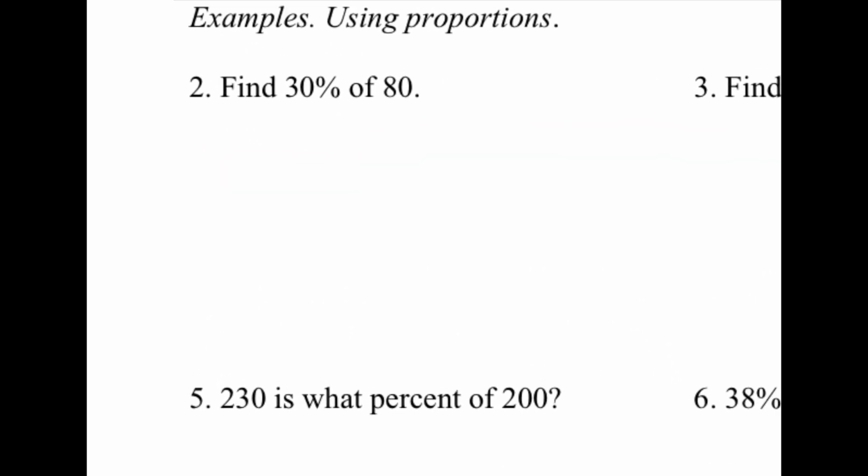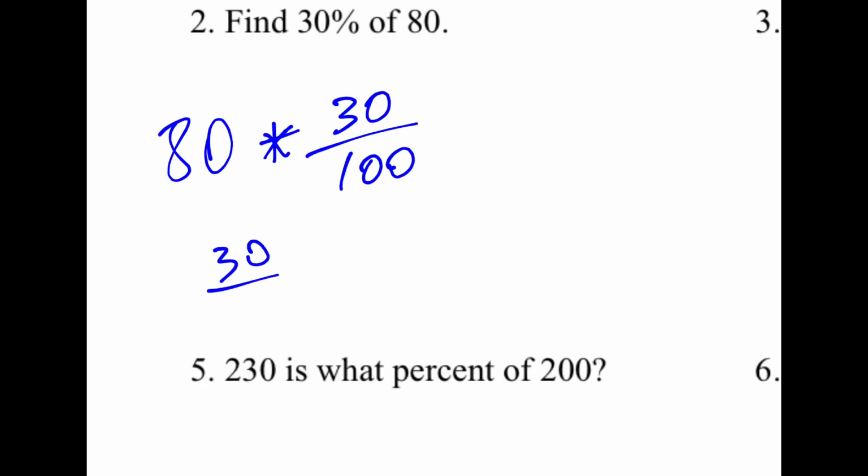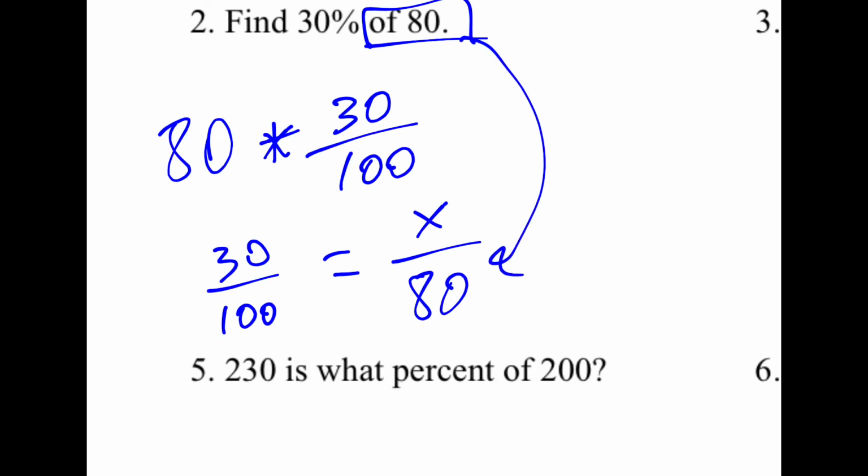If you want to find 30% of 80, you can take 80 and multiply it by 30 over 100. You can also set this up as a proportion. You can say 30 over 100 is equal to what over 80? Both work. This trick of 80 is a clue that tells you 80 is on the bottom of a fraction. Any way you do it, you get 24 for your answer here.